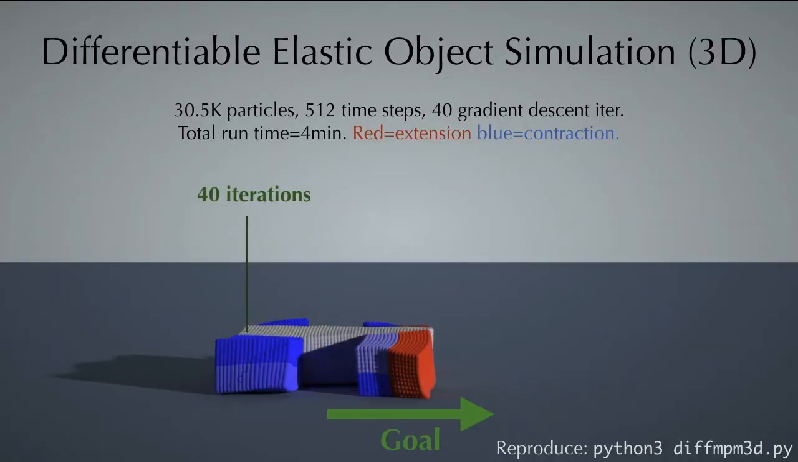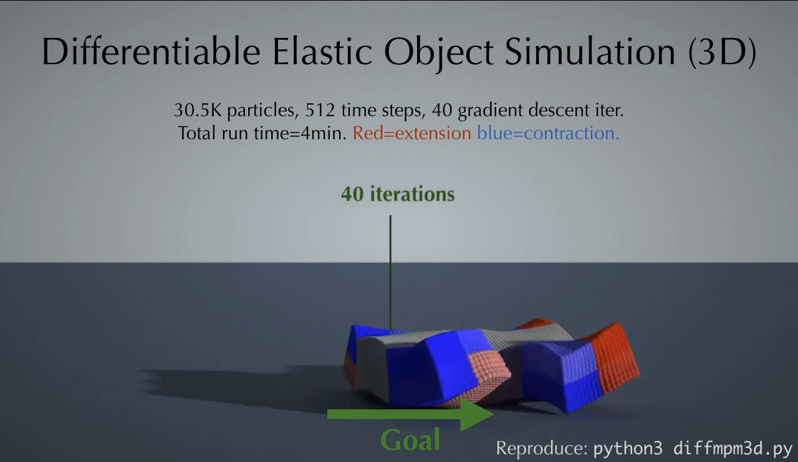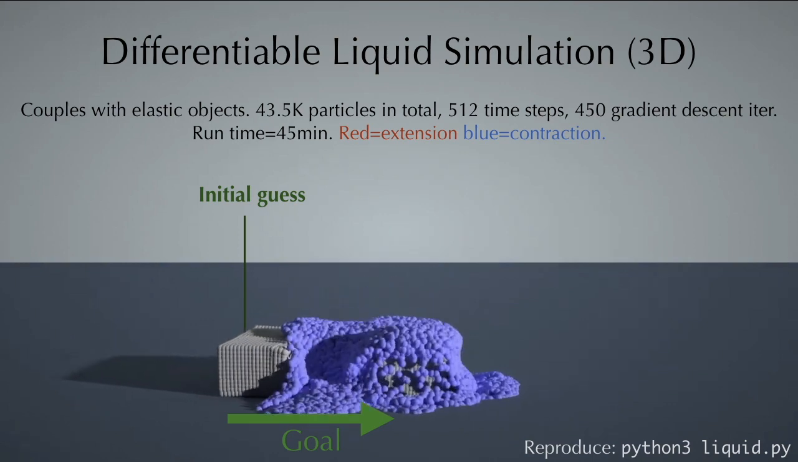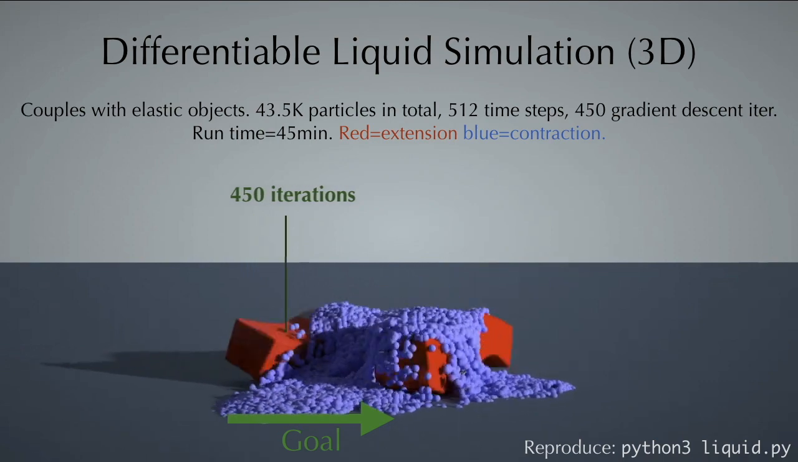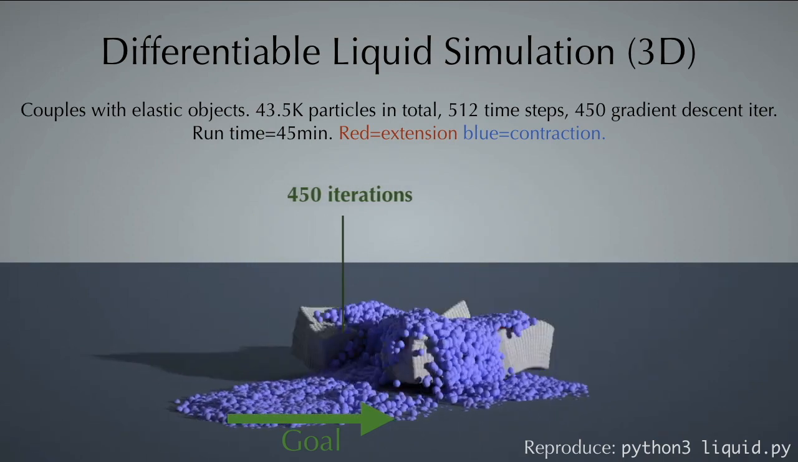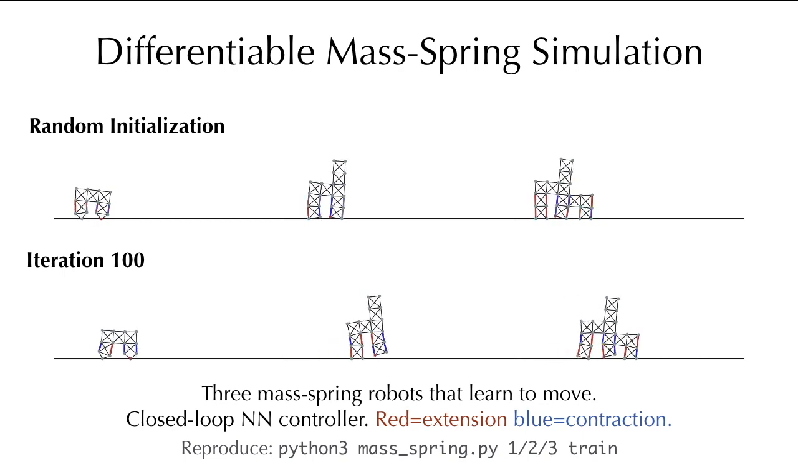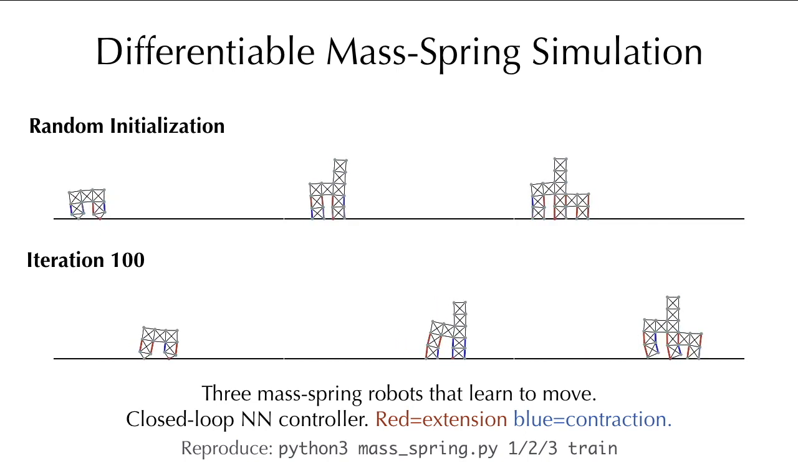Here's a 3D version, and for some reason it's learning to move to the right in a weird manner. We can also add some water to make the robot's life harder, and clearly it does not move as quickly when there is water interacting with the elastic material. So here's a mass spring system simulation, and the mass spring robot will learn to move to the right, and we use a closed-loop neural network controller.